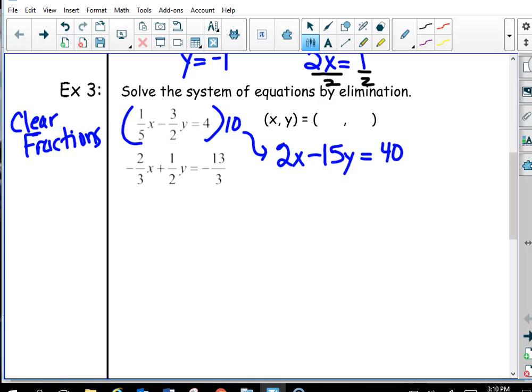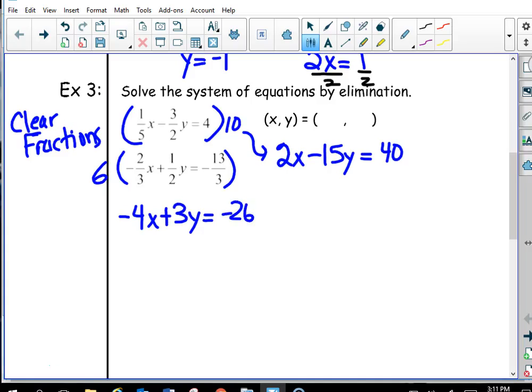On the second equation, I'm going to multiply everything by the common denominator of 6. So 3 goes into 6 twice. That leaves me with a negative 4x. 2 goes into 6 3 times, plus 3y. And 3 goes into 6 twice, so 2 times negative 13 is negative 26.